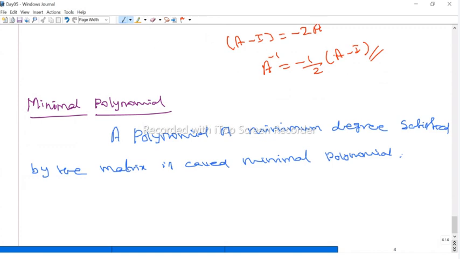So that means A satisfies so many polynomials, and we have to take the minimum degree polynomial, and it should be monic. I can add this extra condition: a monic polynomial is important. Monic means that the leading coefficient should be 1. A monic polynomial of minimum degree, or least degree, satisfied by the matrix A is called the minimal polynomial.